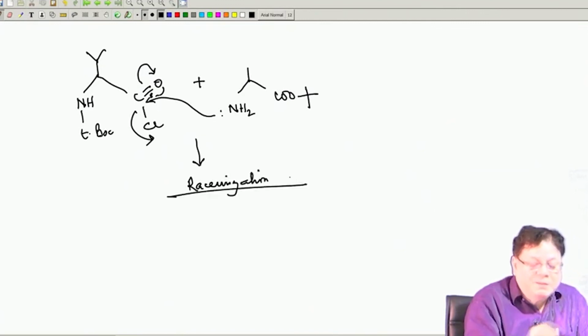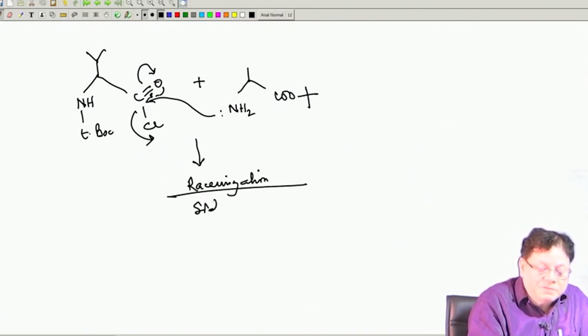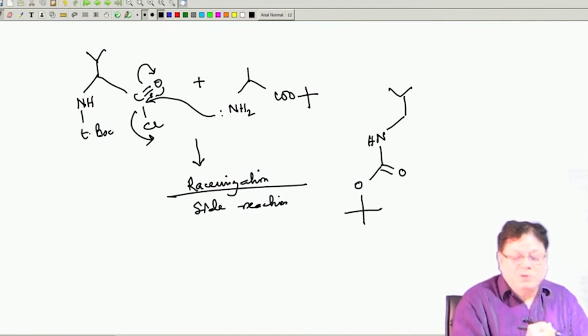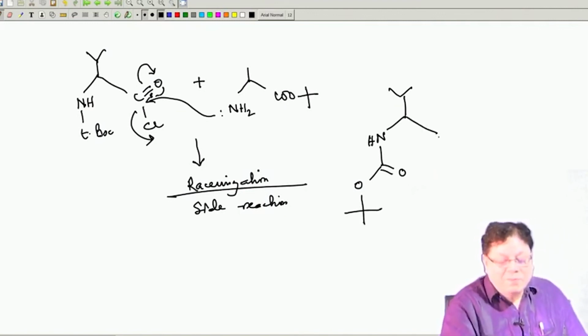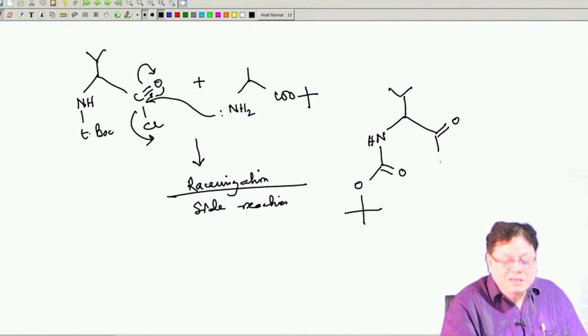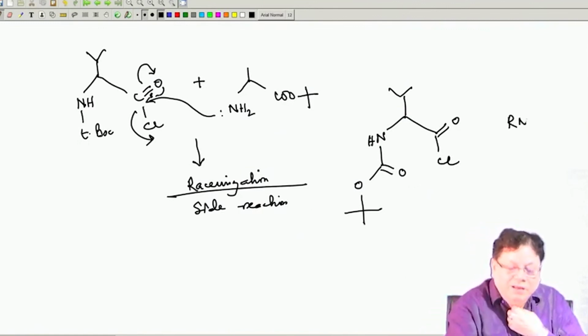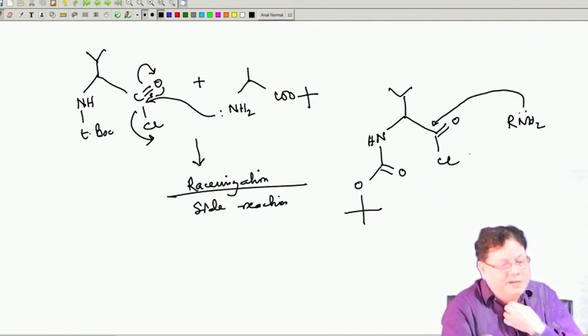A lot of racemization happens because of side reactions. What is the side reaction? When you have this valine NH, just draw the structure of the t-butyl O. This is your t-butyl, and you have COCl. Okay. And what you want is an external nucleophile, that is, the second amino acid, to attack here. That is what you want, and you are expecting that.